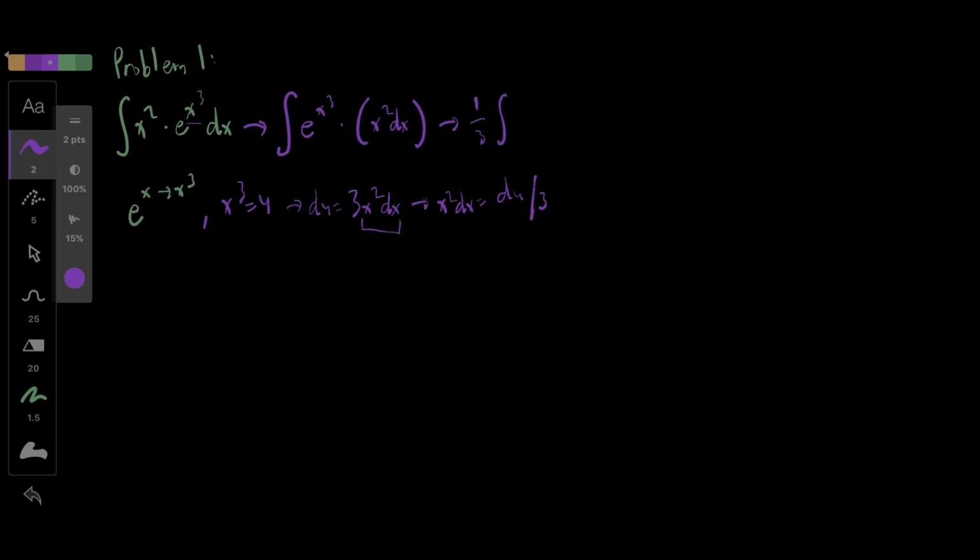Then we have e to the power of u du. Now integrating that from our last video, which you should also definitely watch, we get 1 by 3 e to the u plus c, and substituting u, we get 1 by 3 e to the x cubed plus c. And there we go. That is the answer to our first problem.